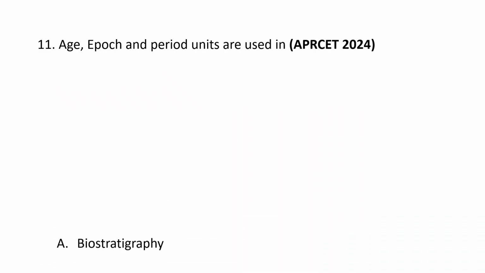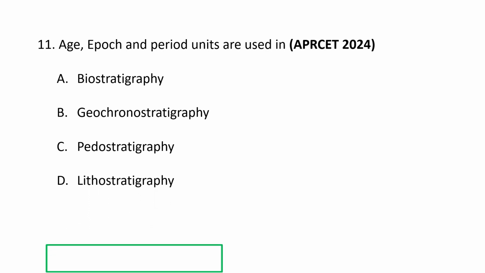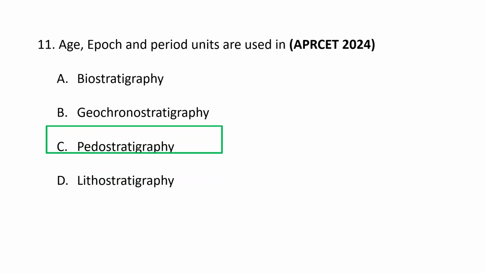Next question. Age, epoch, and period units are used in A. Biostratigraphy, B. Geochronostratigraphy, C. Pedostratigraphy, D. Lithostratigraphy. Age, epoch, and period units are used in geochronostratigraphy.